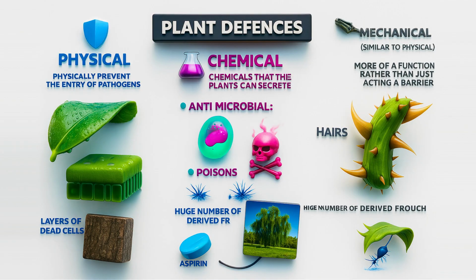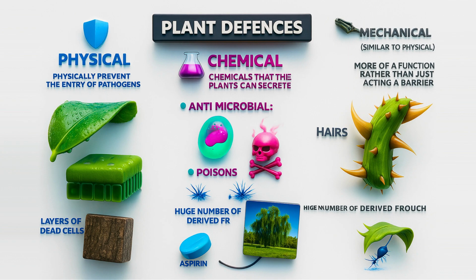Examples include the waxy cuticle that coats the leaves and stems of many plants, providing a waterproof layer that blocks pathogens, the tough cell walls that surround each plant cell and make it harder for microbes to penetrate, and layers of dead cells such as bark that surround and protect the stem.